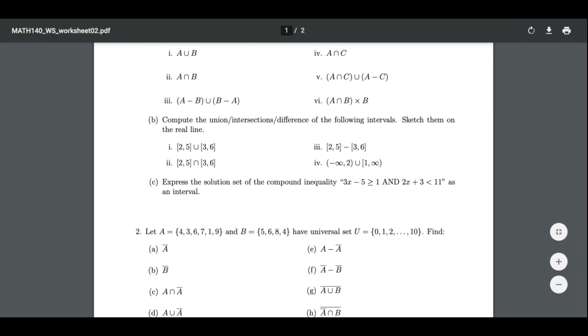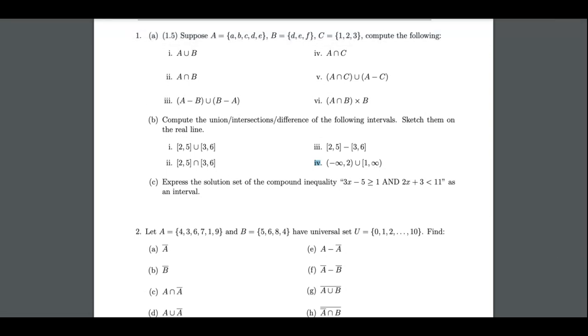Number 1B, the last one. So the union of negative infinity up to 2 and the set of 1 up to positive infinity. You also can draw this on the real number line. We want to find the union of those two sets.